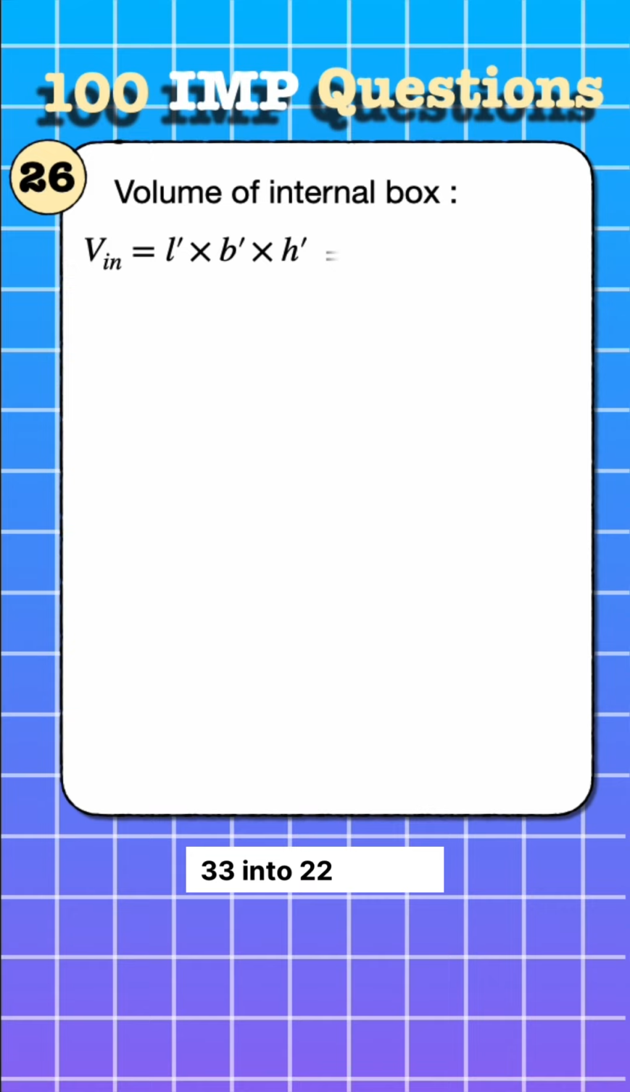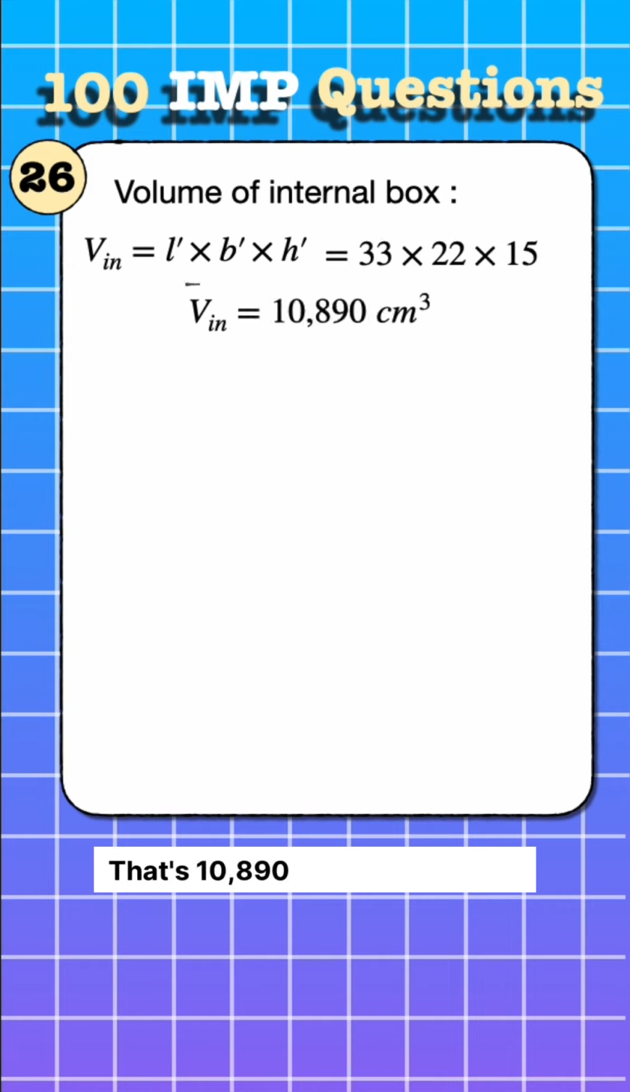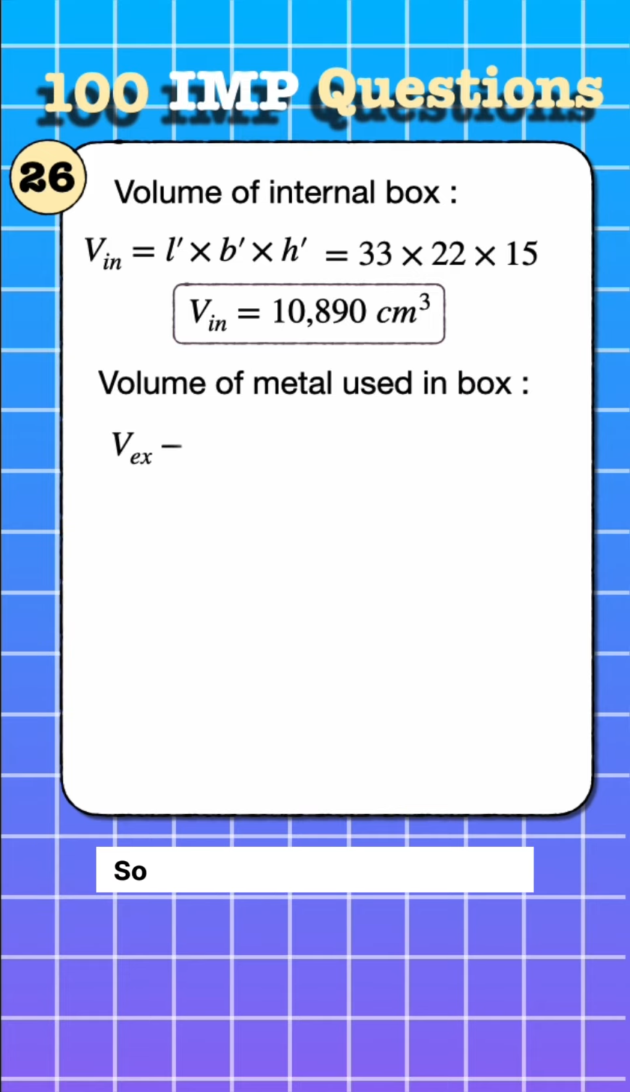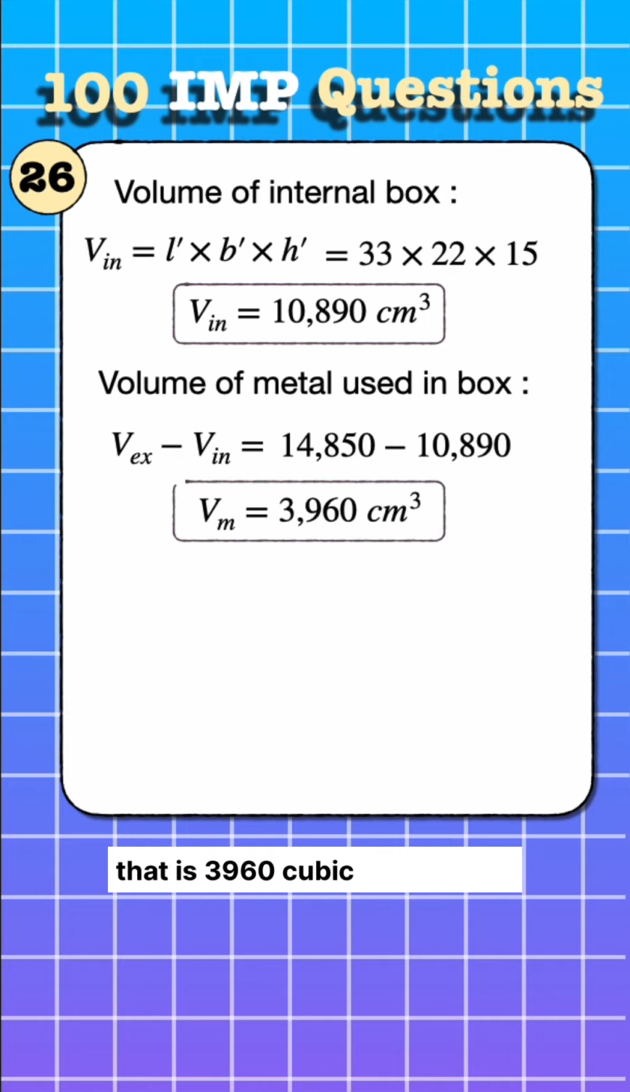33 into 22 into 15. That's 10,890 cubic centimeter. अब हम क्या करेंगे? इसका डिफरेंस लेंगे इन दोनों का. That will be the volume of that thickness. So that is 14,850 minus 10,890. That is 3,960 cubic centimeter.